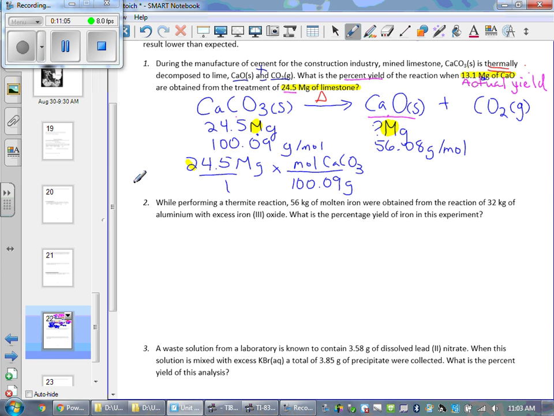So you don't have to convert grams per mole to megagrams. No, you don't have to convert the grams per mole. You don't have to convert the megagrams to grams. And if it's kilograms, you do the same thing.